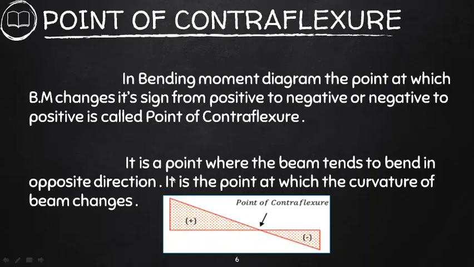It is a point where the beam tends to bend in the opposite direction. It is the point at which the curvature of the beam changes. This is only a diagram. In real life, when we see this point of contraflexure on any material, it is a point where the beam tends to bend in the opposite direction. When it tends to bend in the opposite direction, that point is the point of contraflexure. I hope you get this.